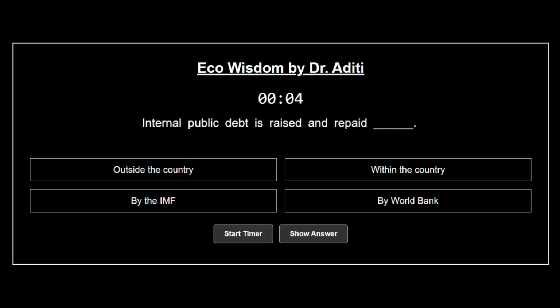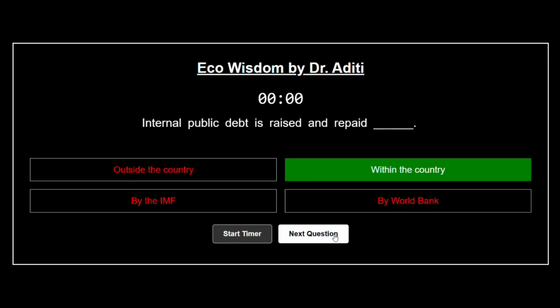Yes, last few seconds, and here we have our correct answer. Within the country. Internal debt is within the country, external debt is outside the country.